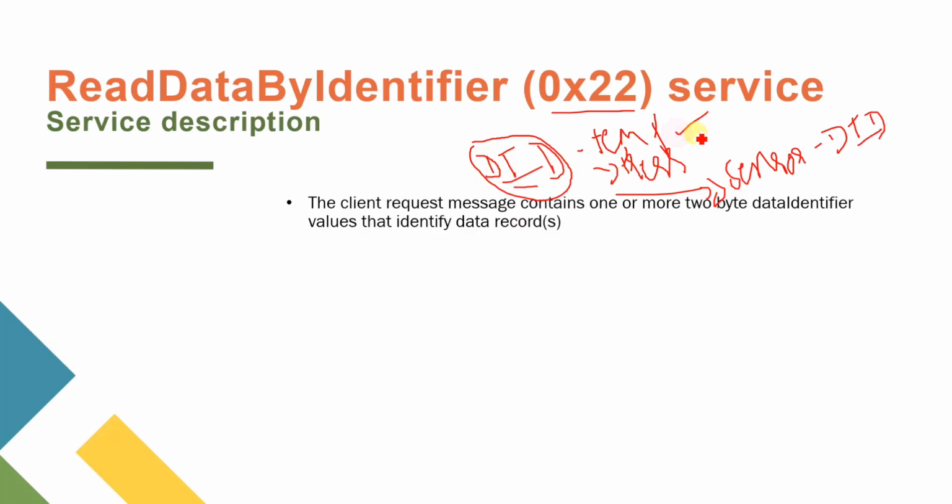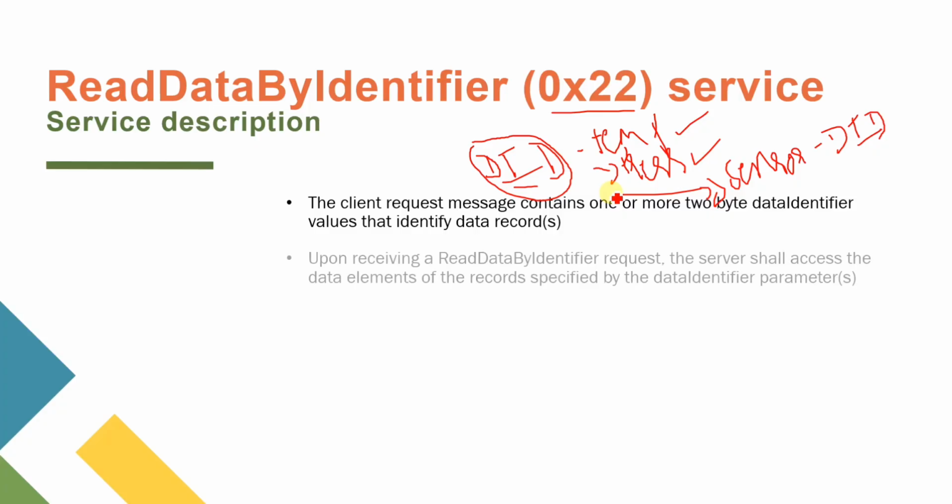If I want temperature and pressure at the same time in one response, then I can request two DIDs. Like that, we can send a request, and we'll see the example in the next slide. Upon receiving the read data identifier request, the server shall access the data elements of the record specified by the data identifier parameters. Data records is nothing but the data.